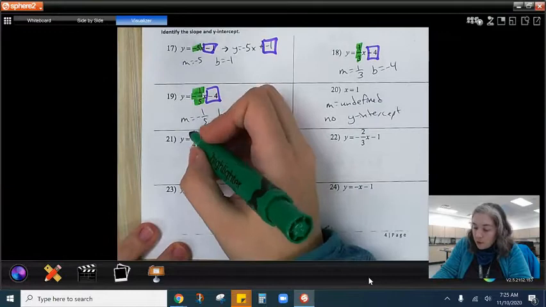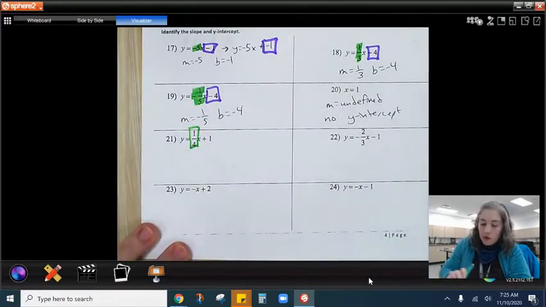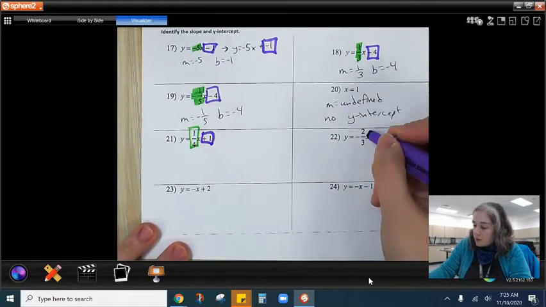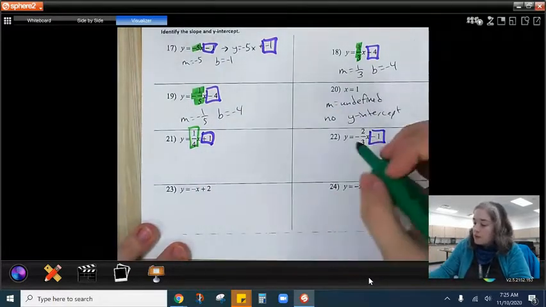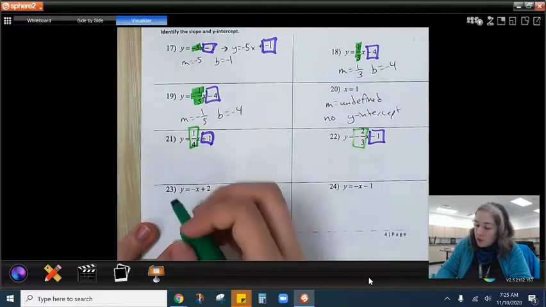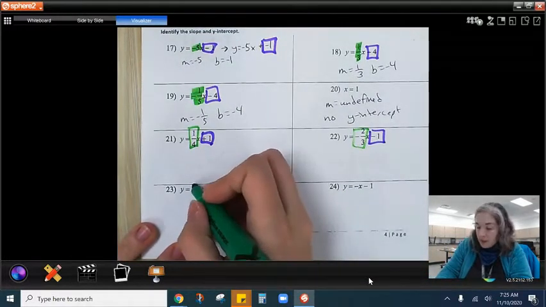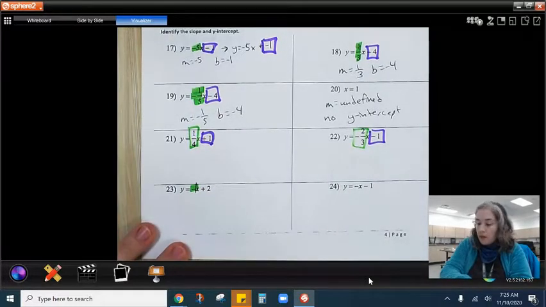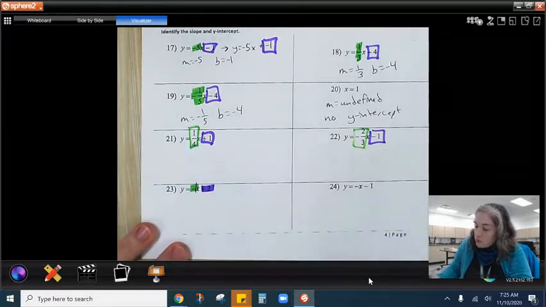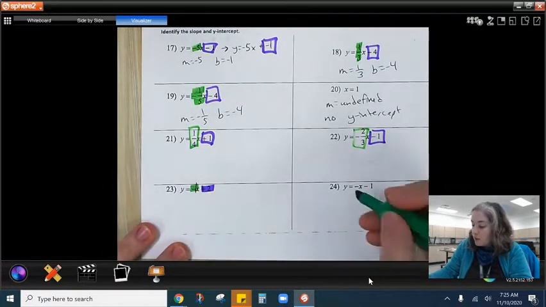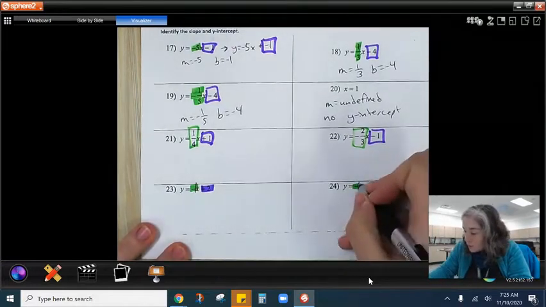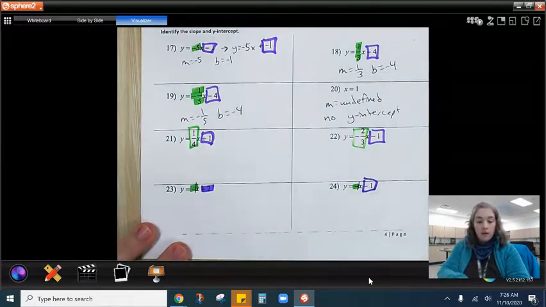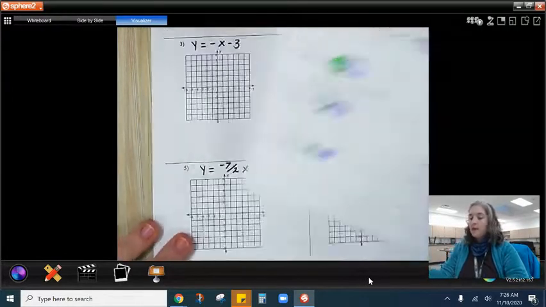All right, for 21, hopefully you found this 1/4 was your slope, which means the +1 is your y-intercept. For 22, our y-intercept is -1, and our slope is -2/3. For 23, our slope, this one's tricky, is a -1. There is a ninja number 1 hanging out on here, right? He's a ninja. And our y-intercept is +2. And for our last one, we have another -1 for our slope, and in this case, a -1 for our y-intercept as well.